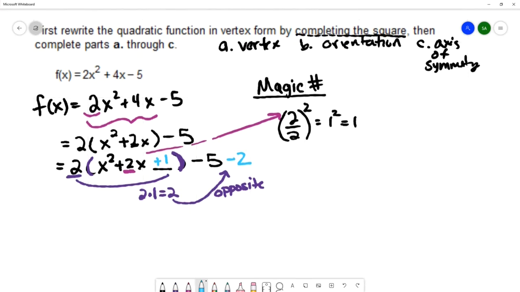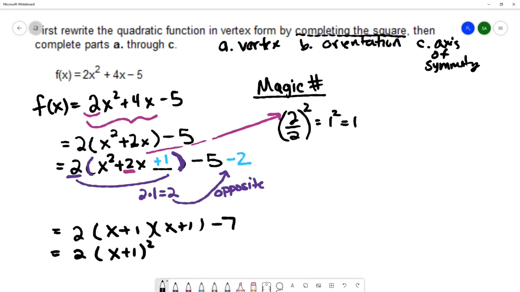So now that I have the magic number and the equation balanced, I'm going to be able to factor what's inside the parentheses. That's going to factor to be x plus 1 times x plus 1. And then negative 5 and negative 2 combine to be negative 7. And like I said earlier, not only did this factor, it factored to be a perfect square. x plus 1 times x plus 1 is x plus 1 squared. So I've rewritten this function into the vertex form.